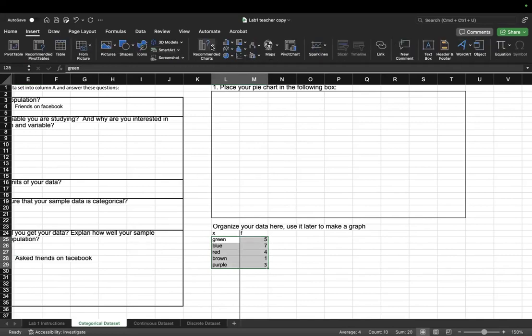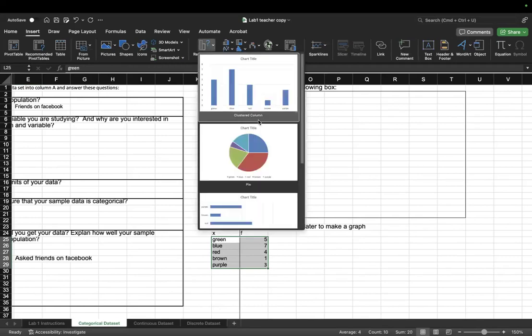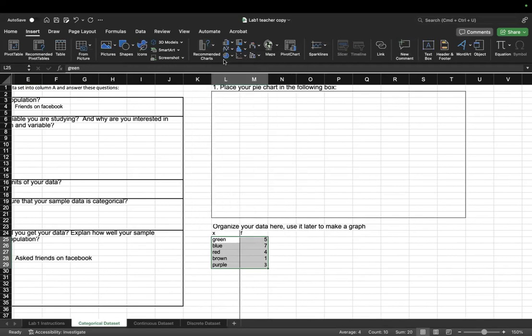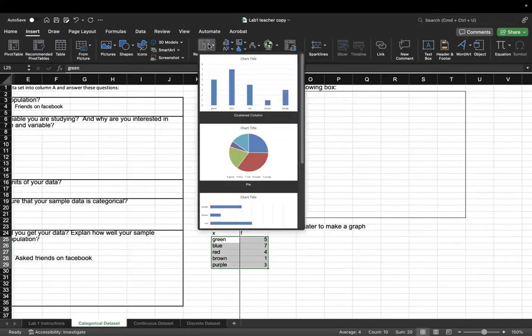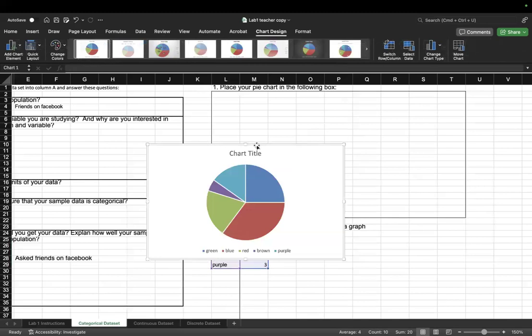If you go to recommended chart, most of the time it will recommend the chart that is best for this. See, it recommends a pie chart. You can also look here. There's a pie chart little button right here. Just go to recommended. It'll give you a pie chart.